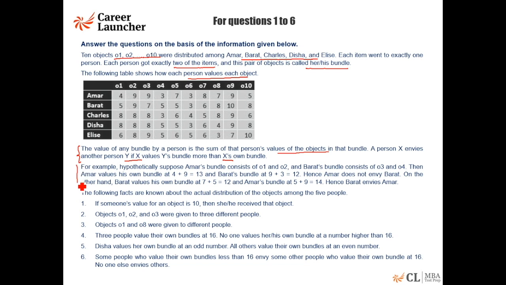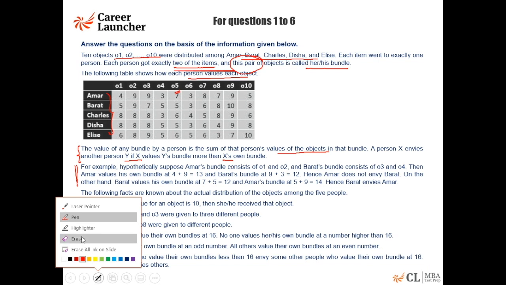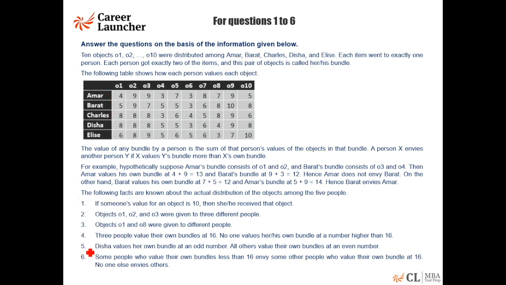Then there's an example, and then we have some 6 statements. Now, what will this data expect us to do? It will want us to assign different objects to different people. Obviously there are 10 objects and 5 people, so 2 objects will go to each, which is what the question is saying. A pair of objects is called his or her bundle. Now, what will this mean? This is likely to mean some kind of case making.